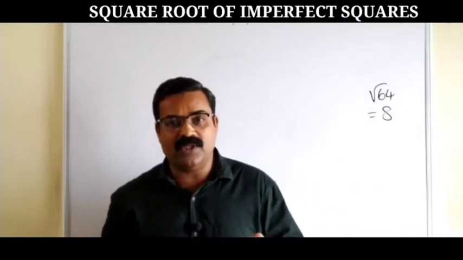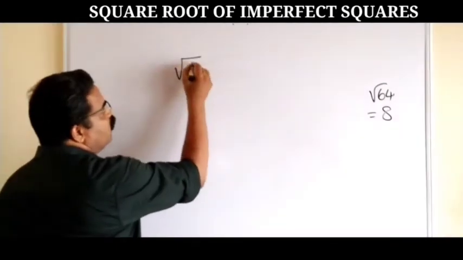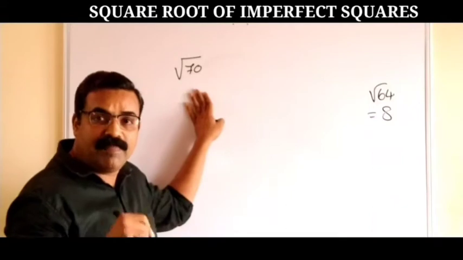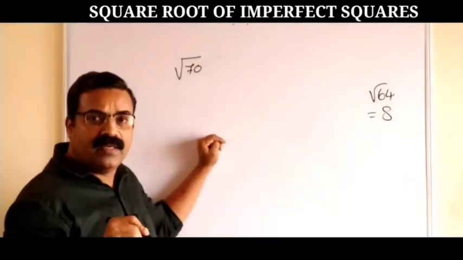Okay, but I want to ask you, what is the square root of 70? We need to calculate it. So we need to know what is the square root of 70. 70 is not a perfect square, it is an imperfect square. So how to calculate the root of 70?